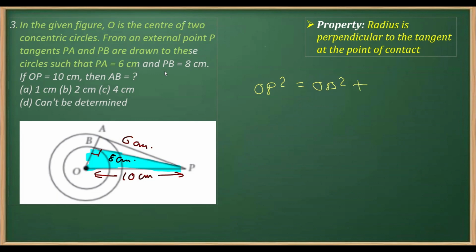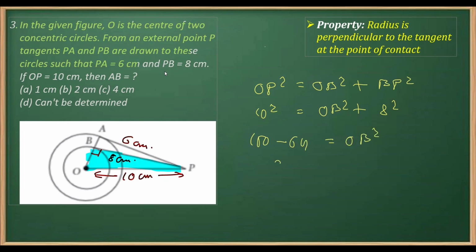So it's OB square plus BP square. OP is 10, so it's going to be 10 squared. We don't know the length of OB, and this will help us determine AB. BP is 8. So 10 squared is 100, and 8 squared is 64. If I transpose, I'll get the length of OB.